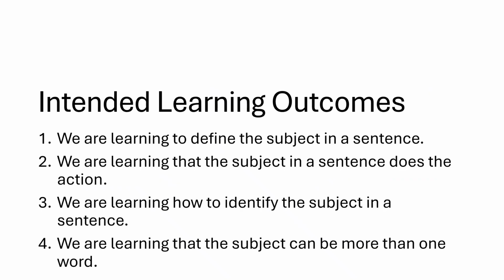There are 4 intended learning outcomes to achieve by the end of the lesson. 1. We are learning to define the subject in a sentence. 2. We are learning that the subject in a sentence does the action. 3. We are learning how to identify the subject in a sentence. 4. We are learning that the subject can be more than one word.